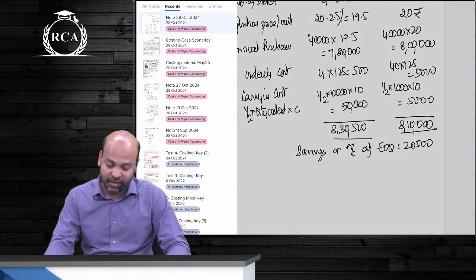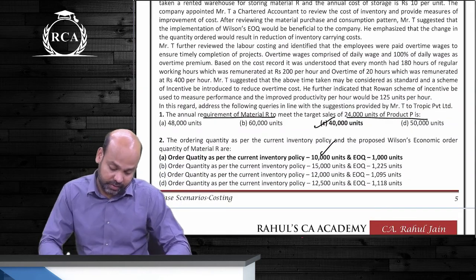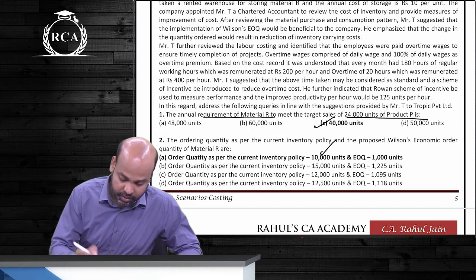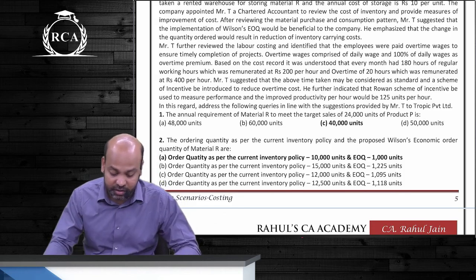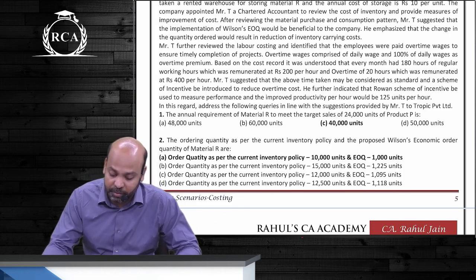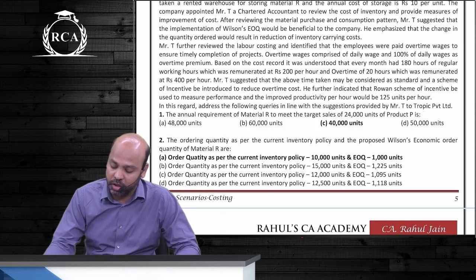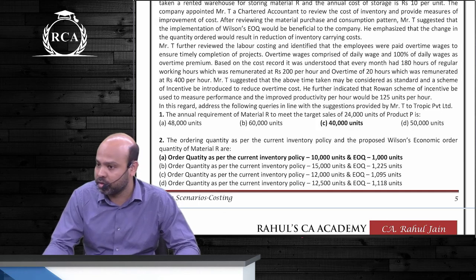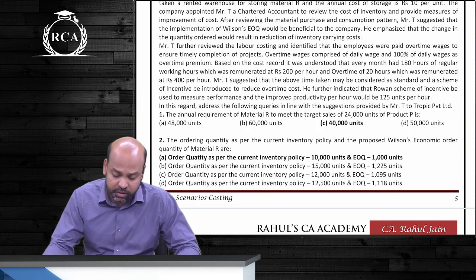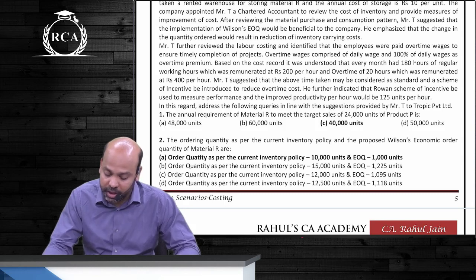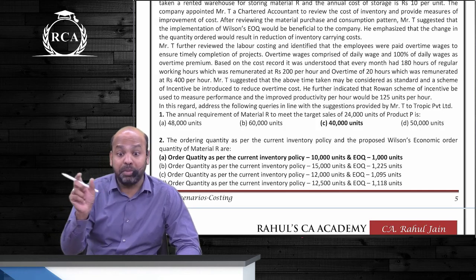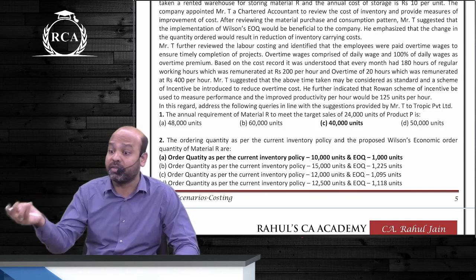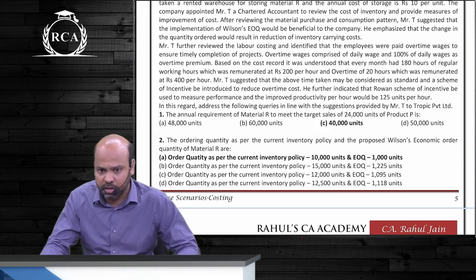Yes, beta. Are we all done with this? Now, beta. It's the second paragraph, guys, here. Because the chartered accountant is young, guys, he thought he would check other things also. Mr. T further reviewed the labor costing and identified that the employees were paid overtime wages to ensure timely completion of projects. Overtime wages comprised of daily wage and 100% of daily wages as overtime premium. Overtime premium is 100%, that means 200% of wages. Correct, no?